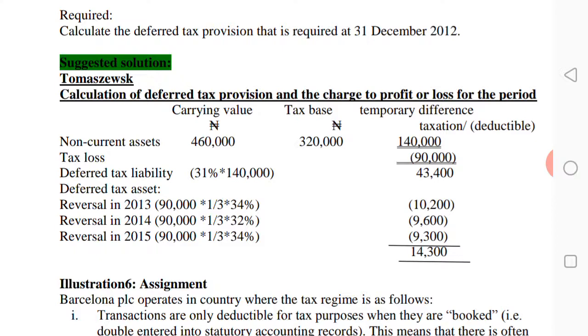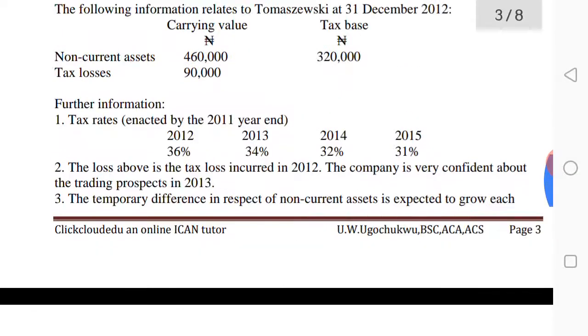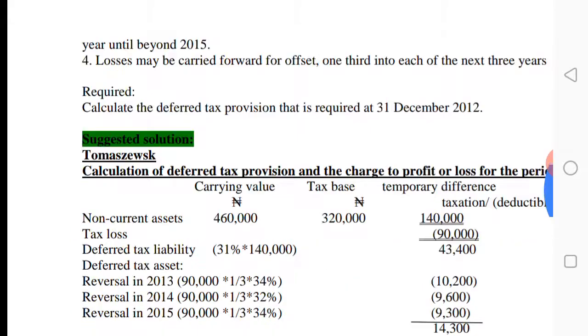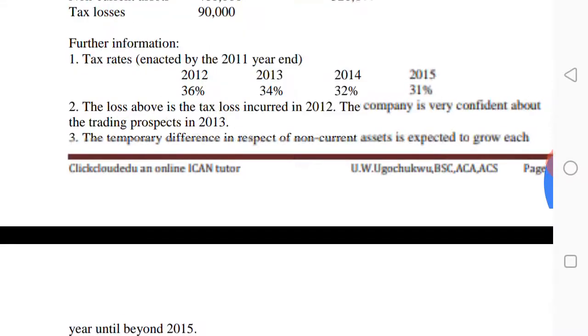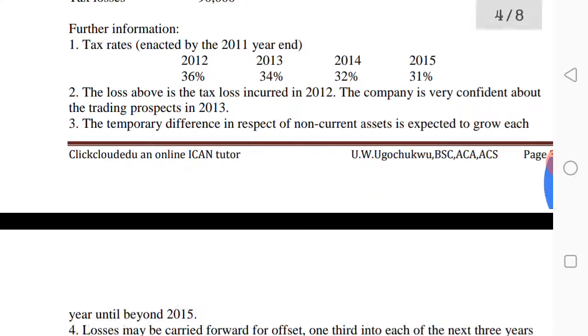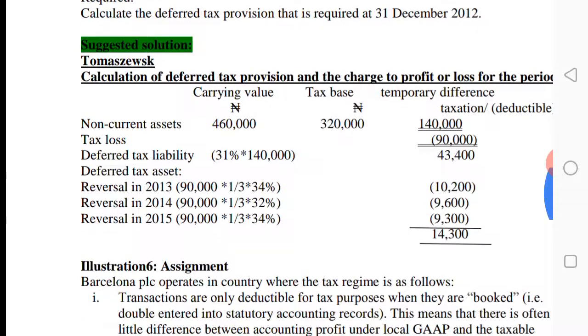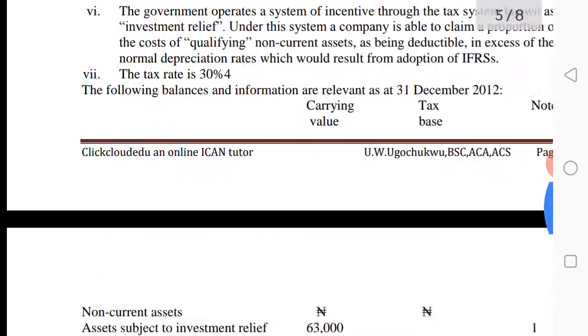While the deferred tax asset that we carried forward for the next 3 years, remember that the next 3 years will be 2013, 14, and 15, because we are in 2016. So it's 13, 14, and 15. So that is 3 years. And the tax rate will be 34%, 32%, and 31%. So in 2015, there is a mistake in the tax rate. It is 31%, not 34%. Please, it's not 34%, it's 31%. So when we search for our balance, the tax liability is now 14,300 naira.